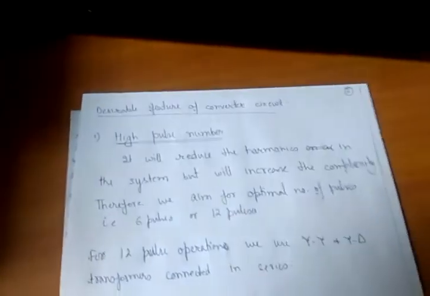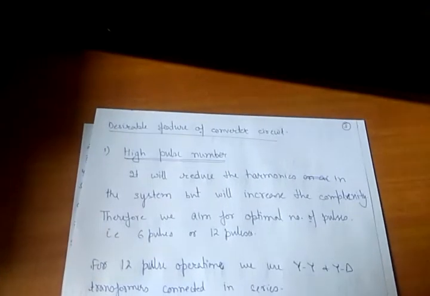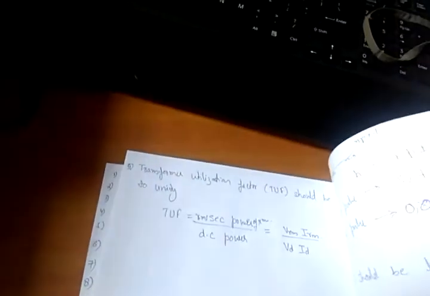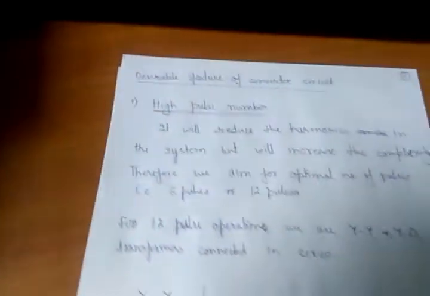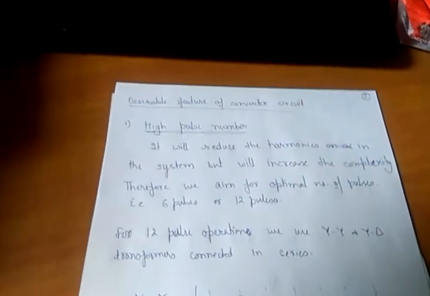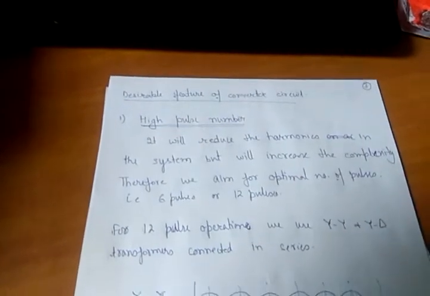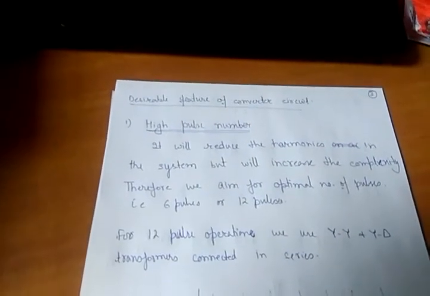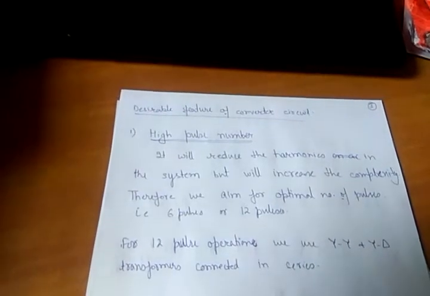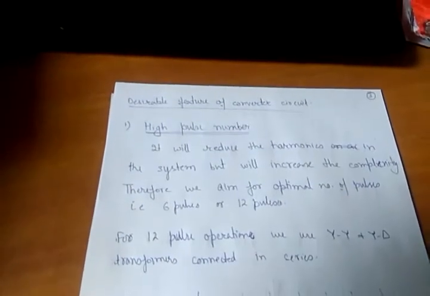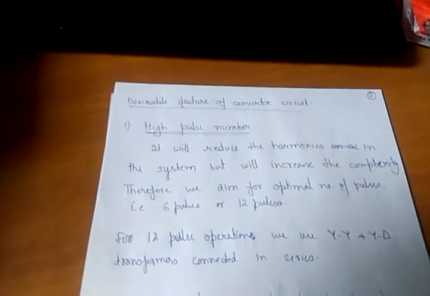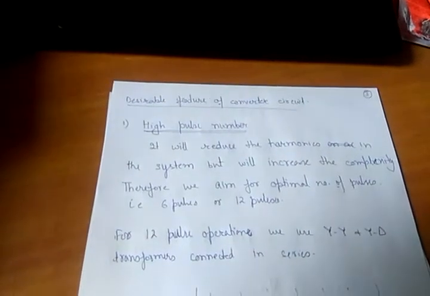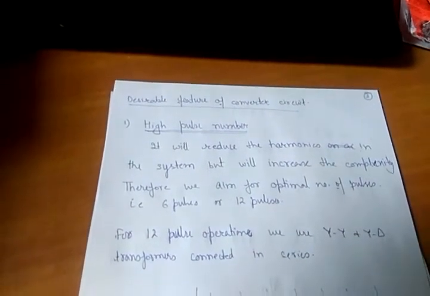So next, let us discuss what are the desirable features of a converter transformer. The first desirable feature is that the pulse number should be high. Means it should be 6, 12, it should not be 3 or lower. Why? Because if we increase the pulse number, then the harmonics will reduce. But designing the system for a higher pulse number will increase the complexity.